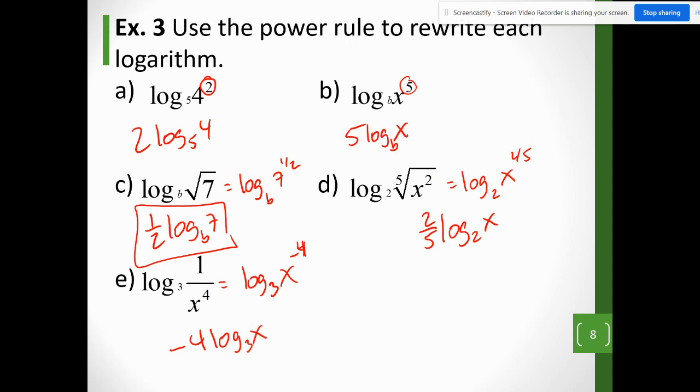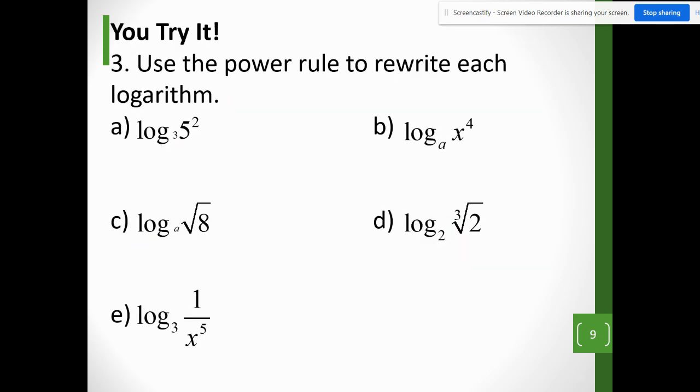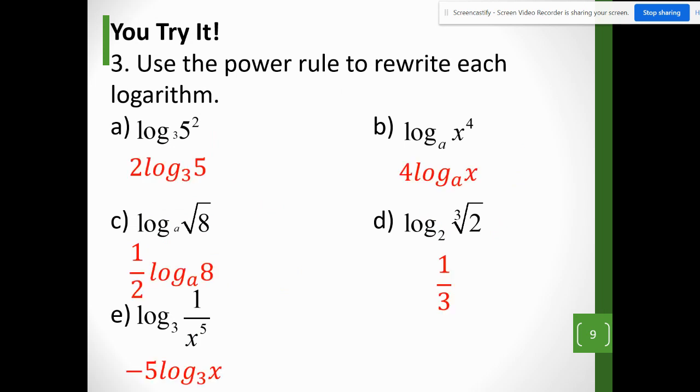Make sure you write everything as an exponent. If you have a root, your exponent is going to be a fraction. So if you have a radical, your exponent is going to be a fraction. If you have the exponent at the bottom, you have fractions, then your exponent is going to be negative. Now you try these, and that's what you guys should be getting.